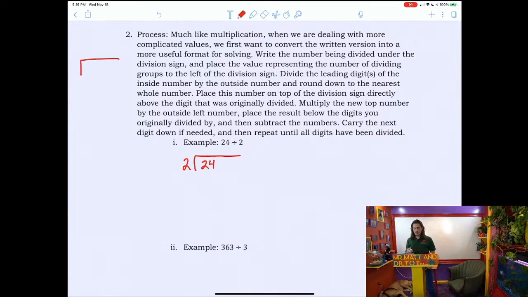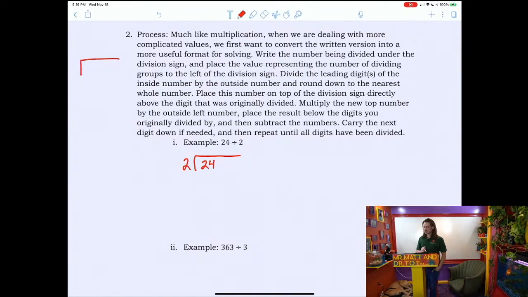We're going to go digit by digit. So starting with the leading coefficient, which is a little bit different than the multiplication process where we went ones times ones, ones times tens, ones times 100. We went right to left in the multiplication process. Here we're going to work left to right.